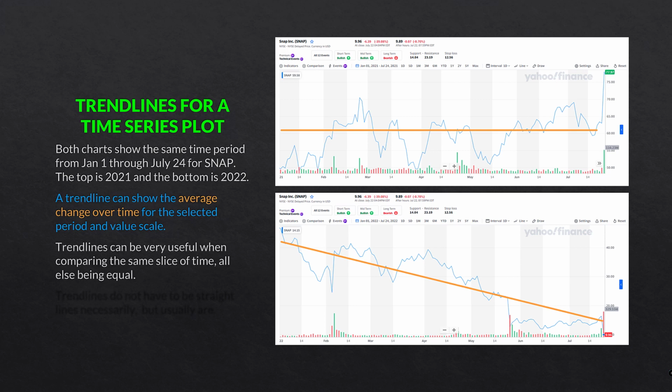Trend lines can be very useful when comparing the same slice of time, all else being equal. So if we want to know how Snap did the first half of 2021 versus the first half of 2022, we can look at both of these charts and plot a trend line. We can see on the top, the value was pretty steady across time. Of course, it had ups and downs, but overall, it averaged out to be pretty flat. Whereas on the bottom in 2022, there was a definite downward trend. Trend lines do not have to be straight lines necessarily, but they usually are.